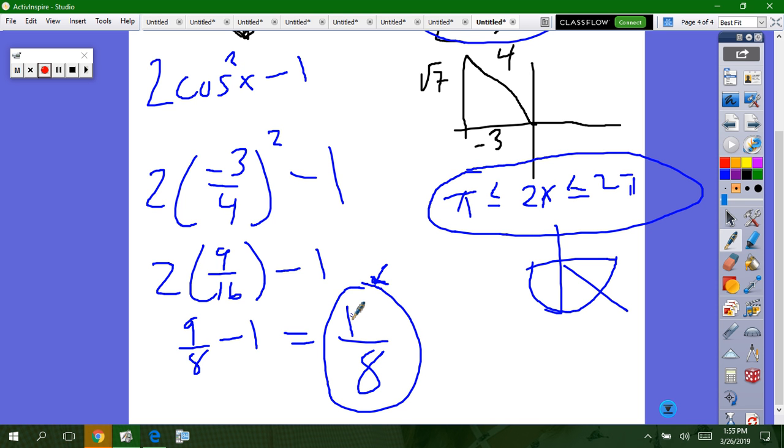Sure it did. What's negative 3 squared? What's 4 squared? It's 9/16. Nope, it cannot reduce. Do 9 and 16 have 3 and 4 in common?